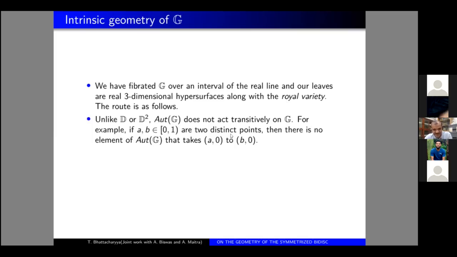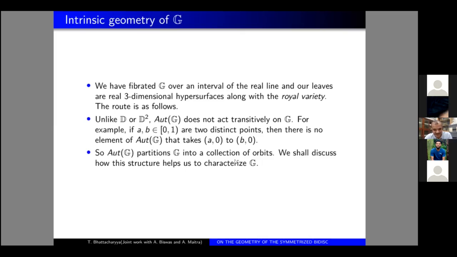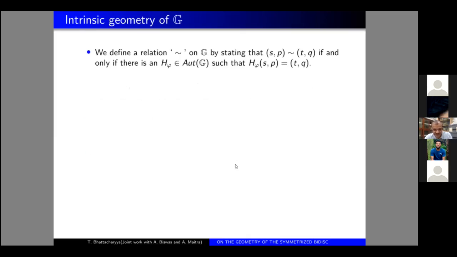So that route is as follows. The automorphism group does not act transitively. You can see this very easily. For example, (A, 0) and (B, 0) are in the symmetrized bidisc, but if you choose A and B between 0 and 1, clearly there is no automorphism that will take this to that. So partitions. Okay.